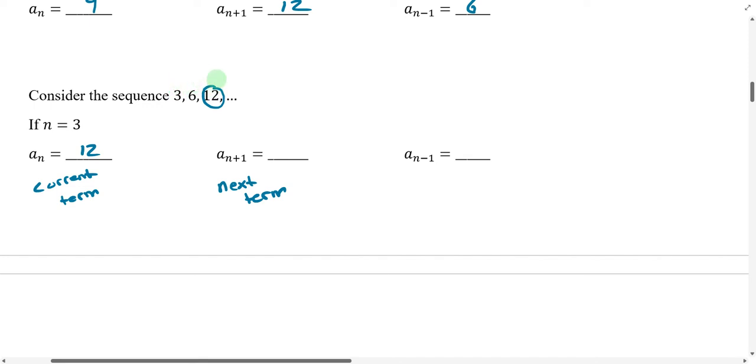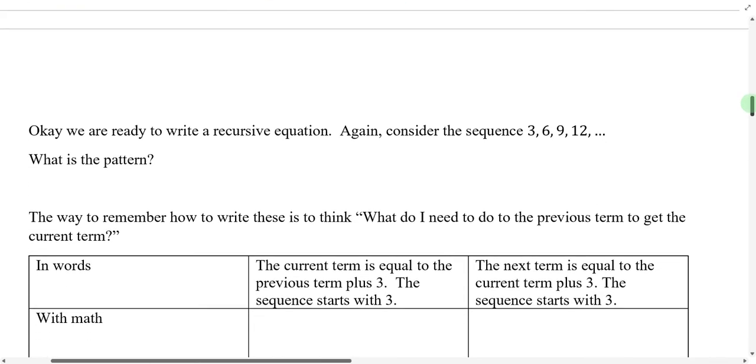Since we are multiplying by 2, I would do 12 times 2, and we would figure out that the next term is 24. a sub n minus 1, we've said before, is the previous term. So if I'm at 12, the term previous to 12 would be 6. So there we go. Hopefully that helps out with the notation. Let's actually write an equation now. So we're going to go to the next page.